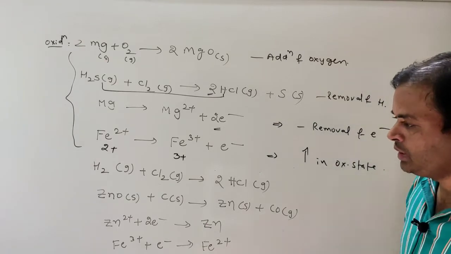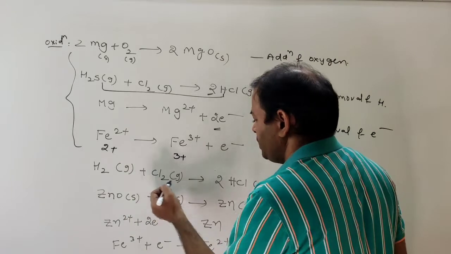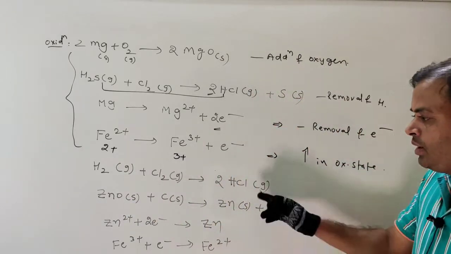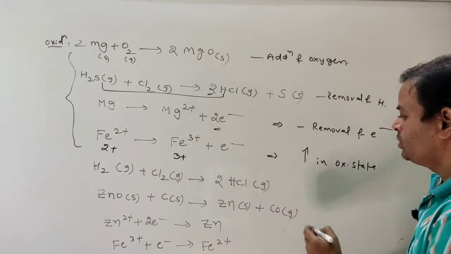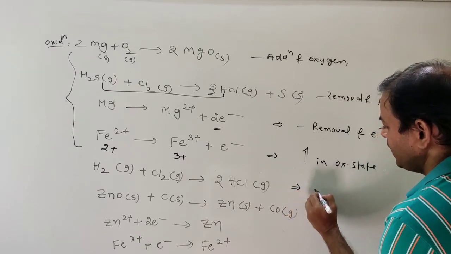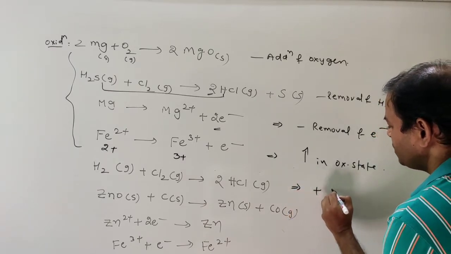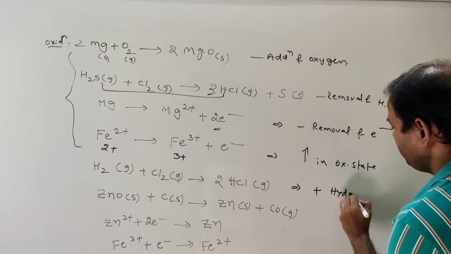And next, look at this. H2 plus Cl2 gives HCl. Is this oxidation or reduction? Here what is this? Addition of hydrogen.